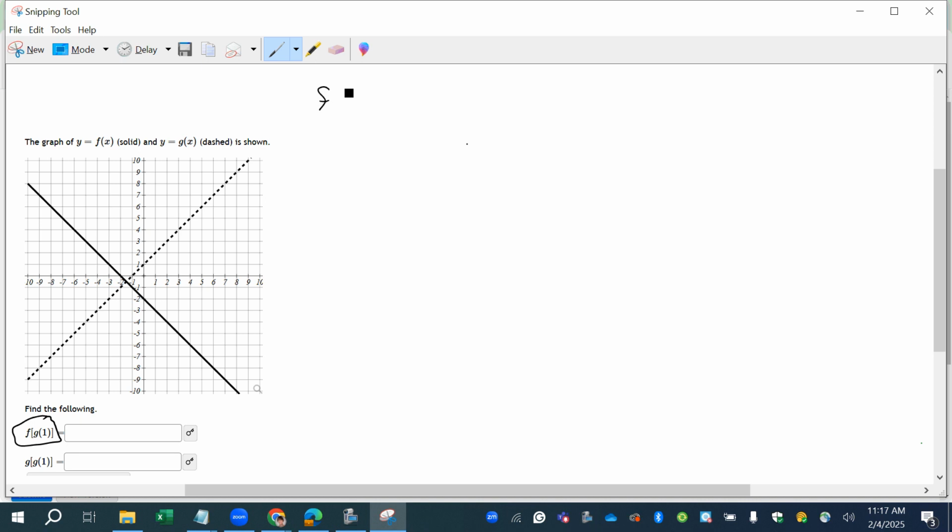f of g of 1 equals question mark, okay? Now, let's break that notation down to understand what we're really being asked to do. It's going to seem very confusing, I guarantee you, at first, but I'm going to take it slowly, and then I'll simplify it. I said f of g of 1 equals what? Okay, that's what I read.